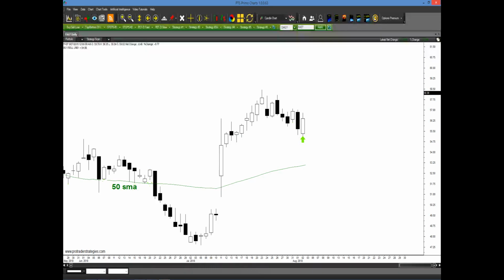Okay, so as we see here in this older chart of FAST, we have a signal that has been generated. Now, coming into this signal, the 50-period moving average right here was kind of going downward to flat. And at this point, it started to have a nice rise, okay, which is what we want.